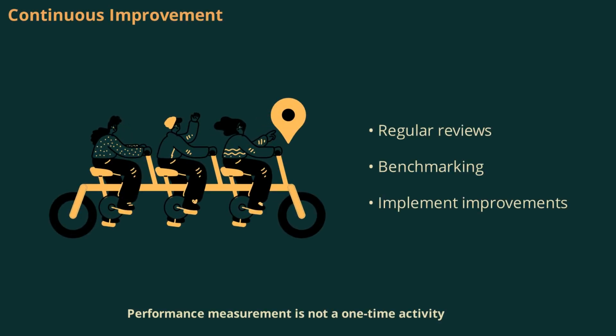in services. Performance measurement is not a one-time activity. NPOs like HS must regularly review their metrics, benchmark against peers, and implement changes based on findings. This commitment to continuous improvement ensures that the organization remains effective, efficient, and responsive to the needs of its beneficiaries.